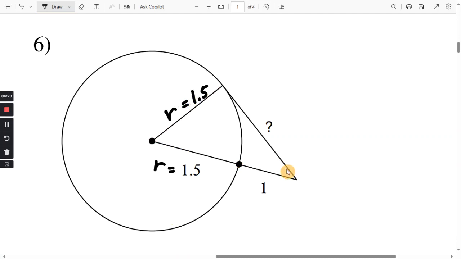All right, so again, the line that appears to be tangent is tangent. This is the only one. So since it appears to be tangent, we can assume it is. And if this is the radius, it has to make a right angle with the radius. All right, in order to solve for this side length with the question mark, we need a squared plus b squared equals c squared.